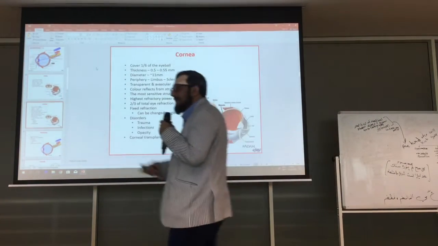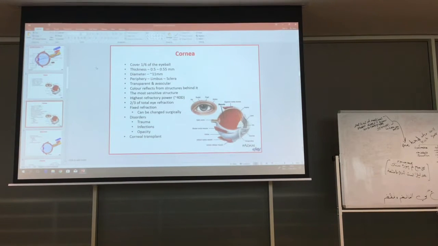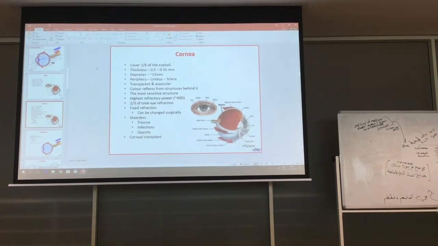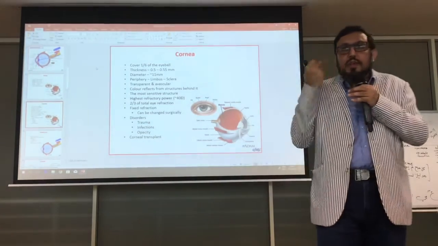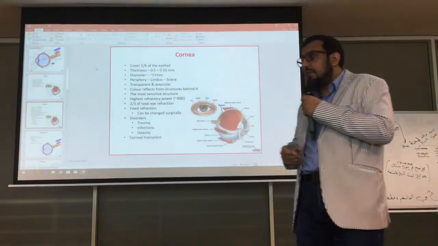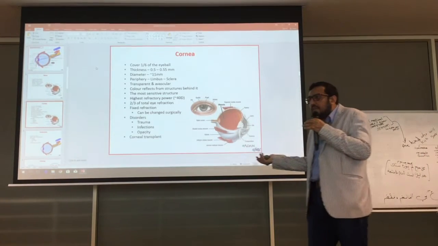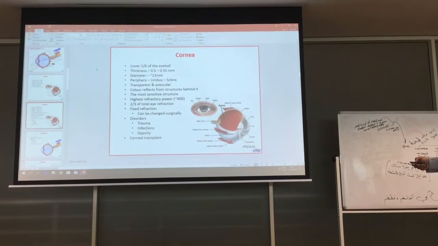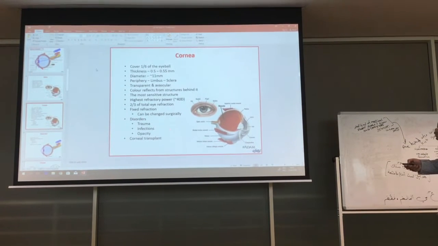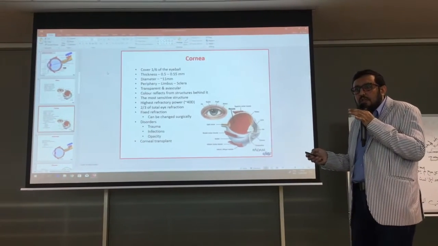Quickly, the aqueous humor will give the oxygen, all the nutrition, the lymphatic drainage, everything. Because the cornea is an avascular structure, all the nutrition supply and all the drainage will be through the aqueous humor. It's just like the cerebrospinal fluid working over there. The disorders associated with it are mostly trauma and infections.